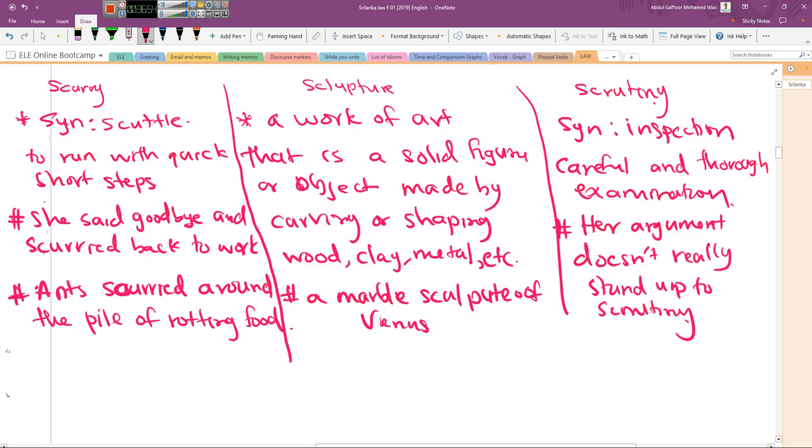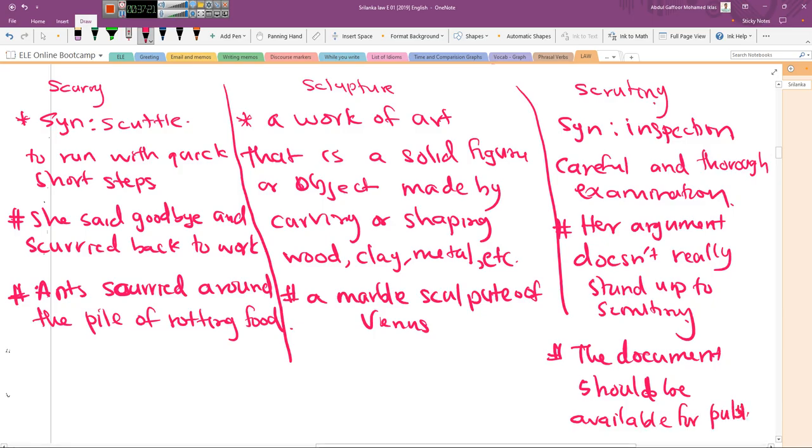The document should be available for public scrutiny, right? So the public also should examine the document, right? That is the meaning of this sentence. The document should be available for public scrutiny.